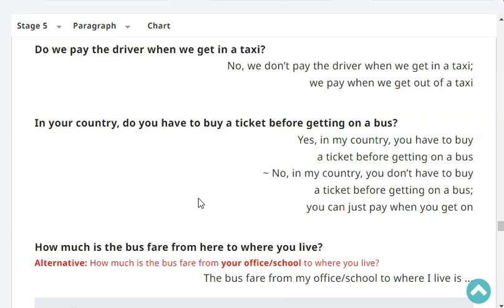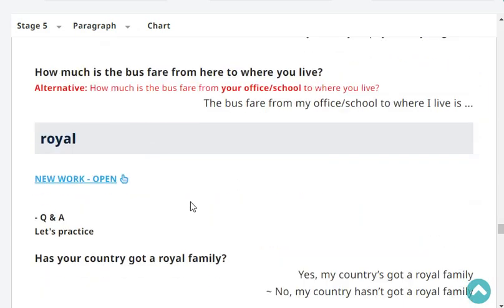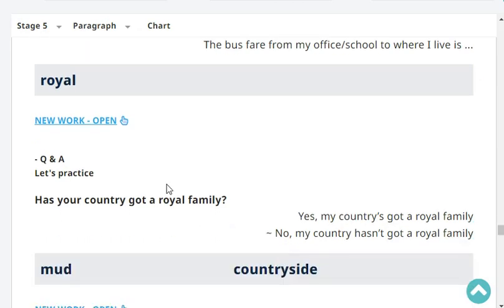You can just pay when you get on. How much is the bus fare from your home to your office? The bus fare from my home to my office is 210 yen. Okay, very good.